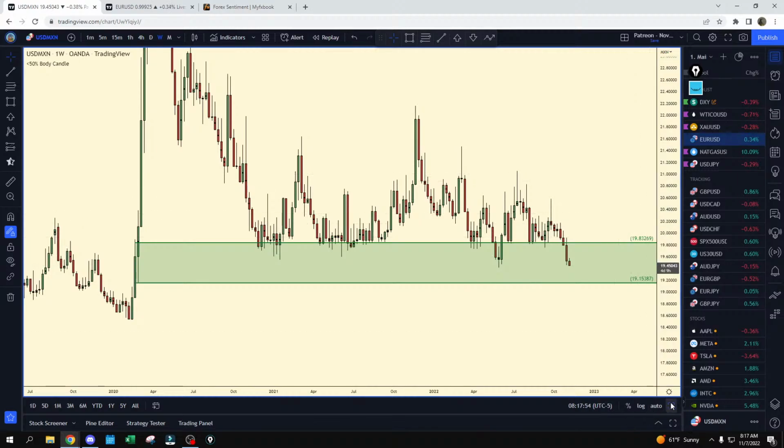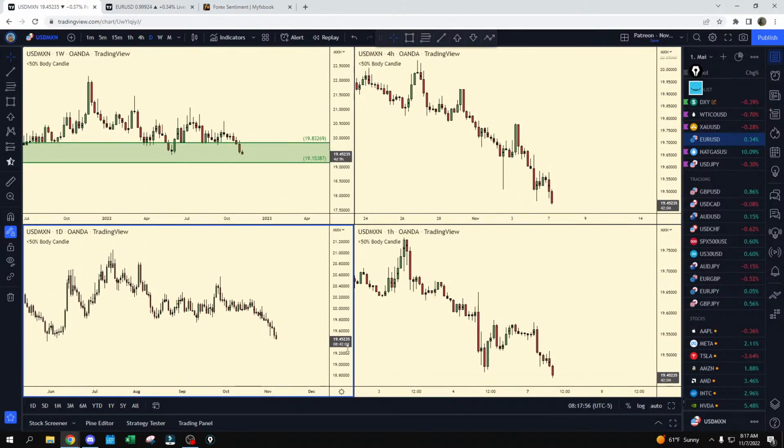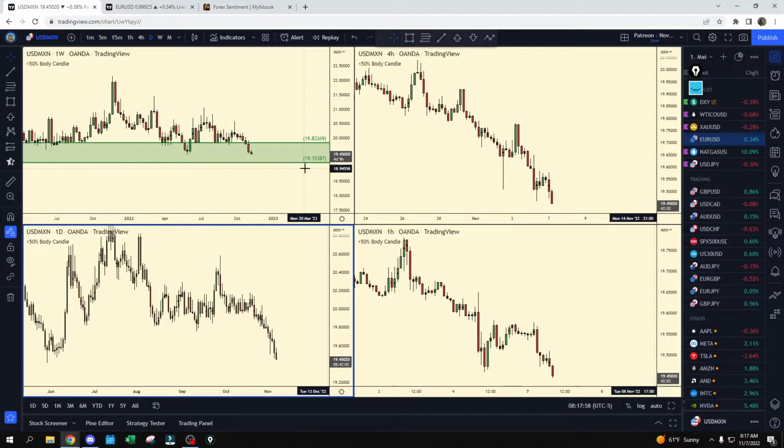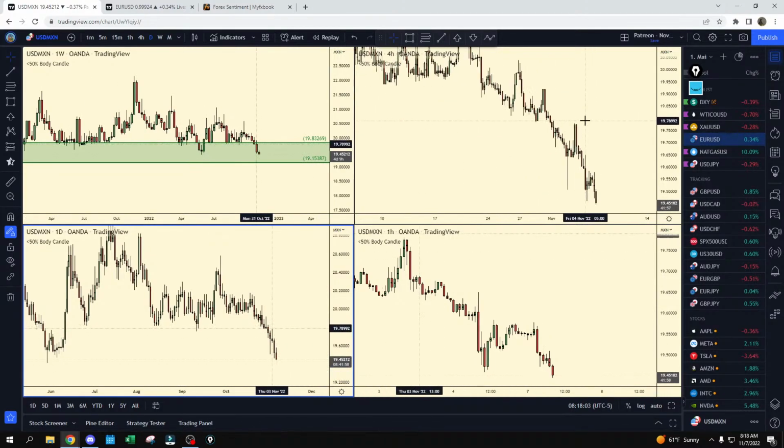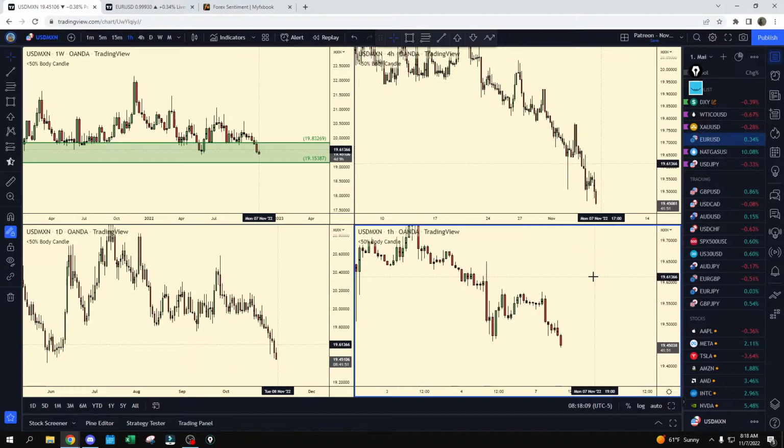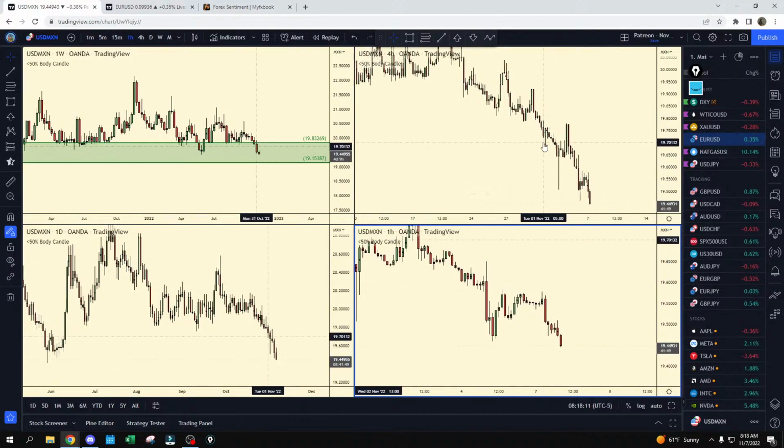It's just so choppy. There's really not too much going on. Weekly demand is in control, so I don't really want to be getting in short. But then also we have a daily downtrend, 4 hour and 1 hour downtrend. So actually, shorts on lower time frames would be completely fine in my opinion. You want to enter on a 1 hour.